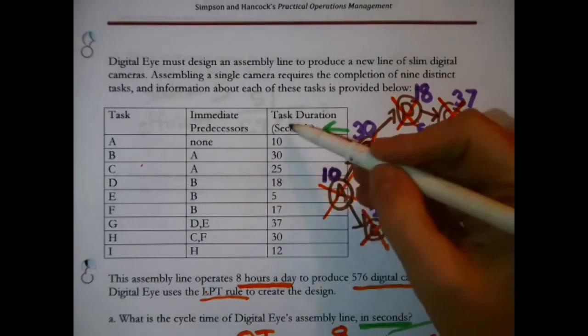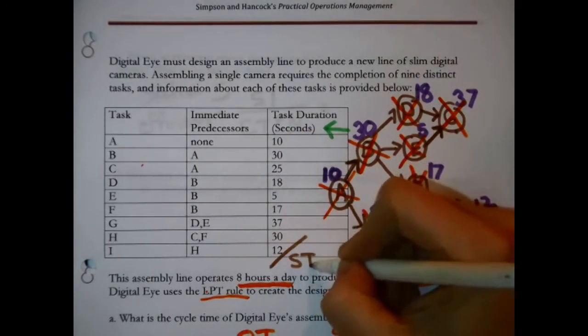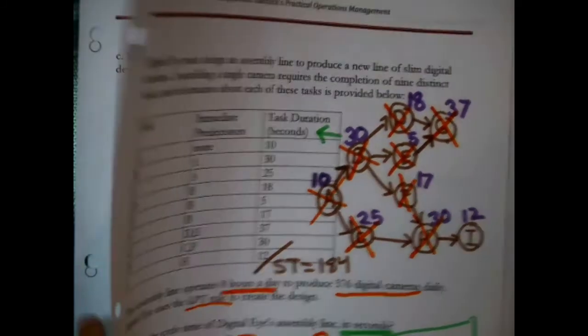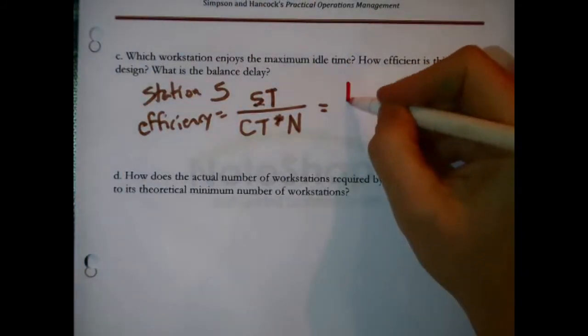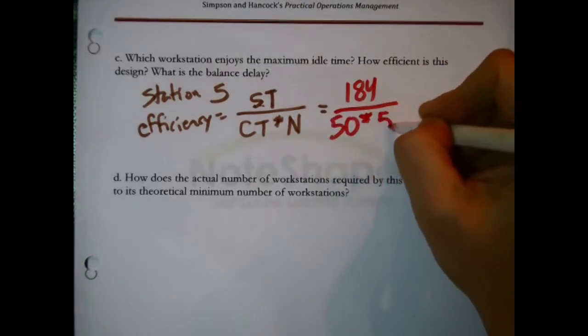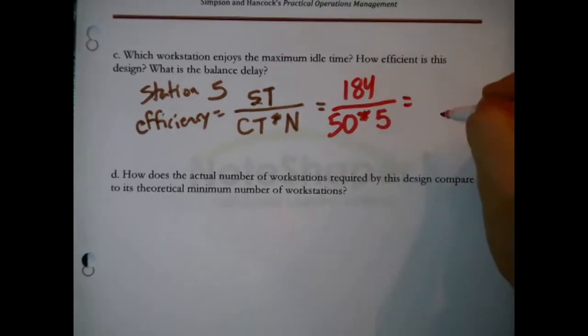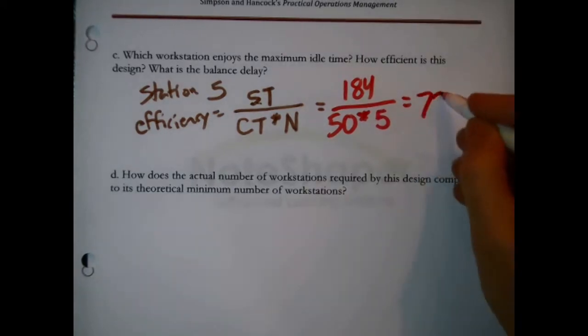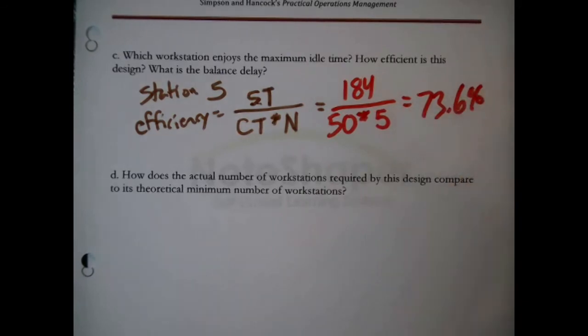Won't be difficult, but we need to add up all these numbers. You add up all the task times. For this problem, I get 184. Okay. What is that number supposed to mean? It means that if you had to assemble one of these slim cameras by yourself, it would take you 184 seconds, because it's the sum of all of the different tasks. All right, that's also what we need for the numerator, so let's carry it over. 184. The cycle time is that 50 seconds we've been working with. The number of workstations we were just remarking is 5. That will calculate the efficiency of this design. So I got 73.6% efficient, because on the calculator it says 0.736.